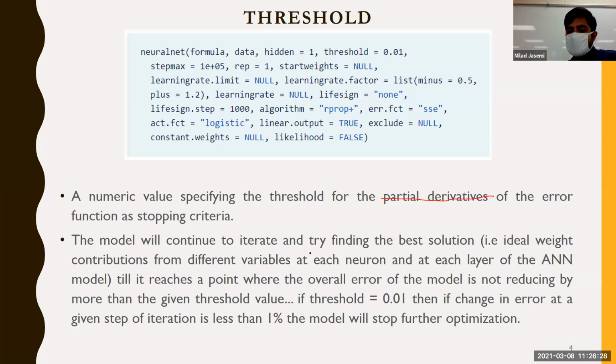The model will continue to iterate and try finding the best solution. That is, what is the best solution about the ideal weights? Because it is the meaning of the training for each neuron at each layer, until it reaches a point where the overall error of the model is not reducing by more than the given threshold value. If the threshold is 1%, then if the change in error at a given step of iteration is less than 1%, the model will stop further optimization. So in the previous one, we left it empty, but you can work on that and check the results.